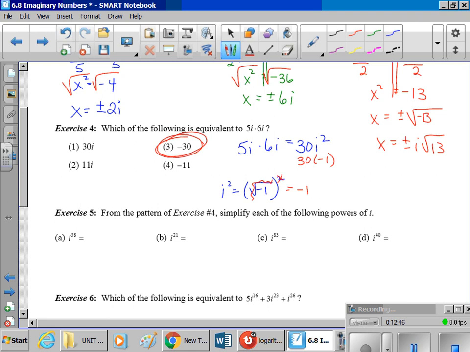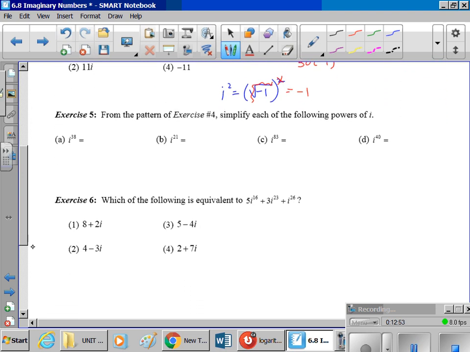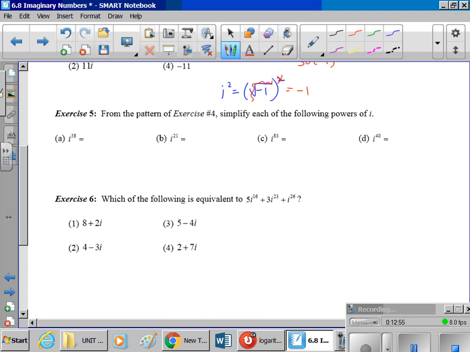In exercise 5, it says from the pattern. I didn't show you the pattern, so that's an old exercise 4. What I wanted to show you about a pattern is, you can do this right in your calculator, but I wanted to give you a little bit of a heads up on how to do this. So if you think about this, i to the 0 power, anything to the 0 power is 1. i to the first power is obviously i. i to the second power is equal to negative 1. We talked about that because it's the square root of negative 1 times the square root of negative 1, which is negative 1.